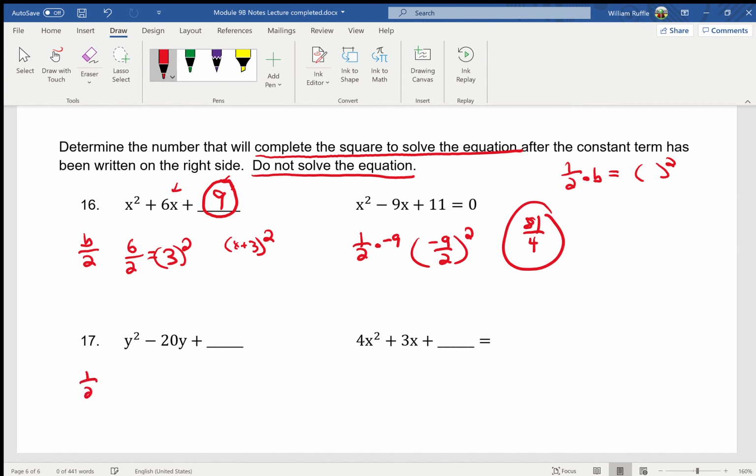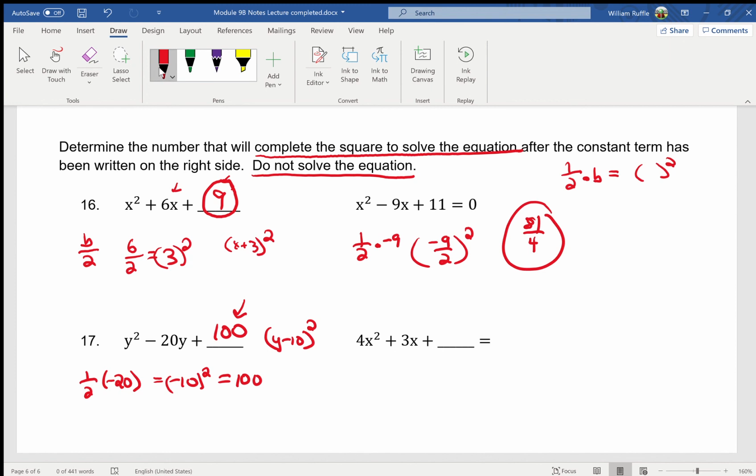Here, it's 1/2 times negative 20, which is negative 10. Negative 10 squared is 100. And so again, now the fraction one I'm going to avoid doing, but I'll do a quick proof on this. What factors of 100 add up to negative 20? Well, negative 10 and negative 10. So this is really y minus 10 squared, isn't it?